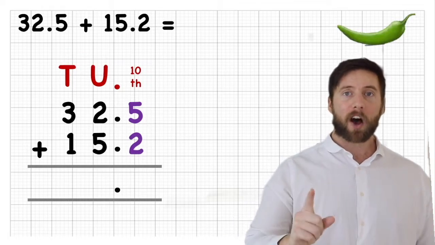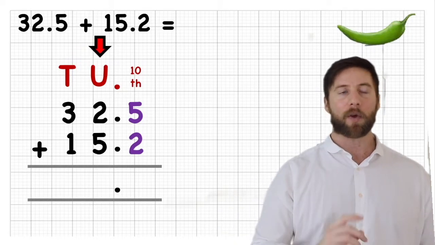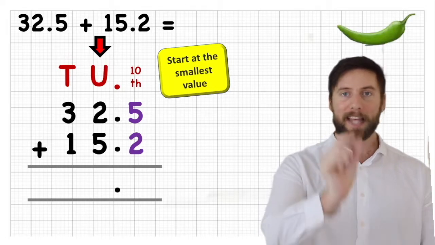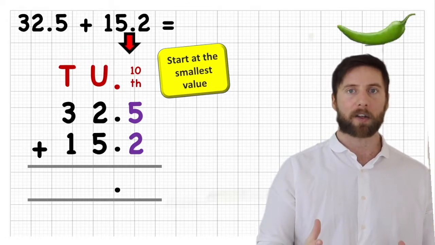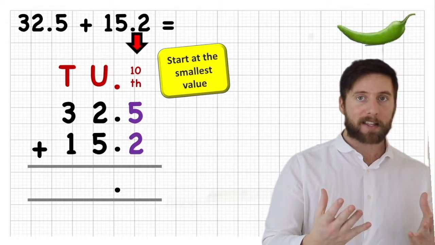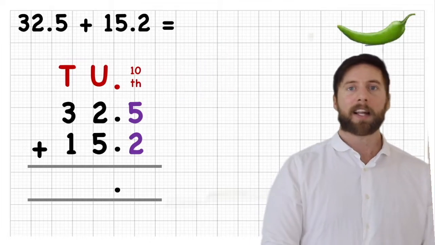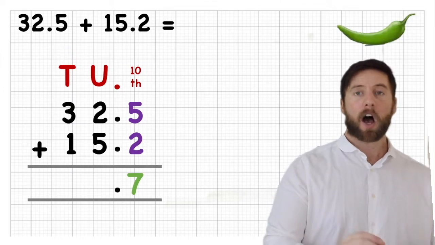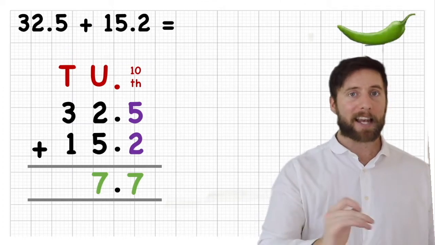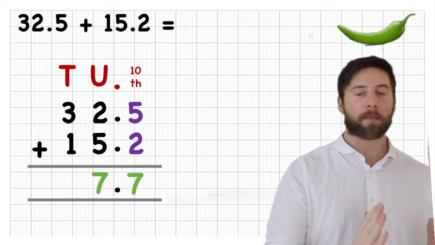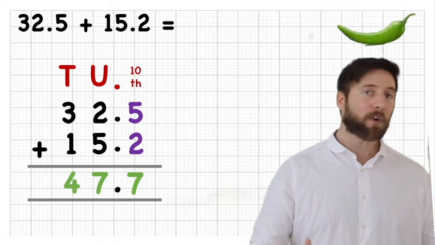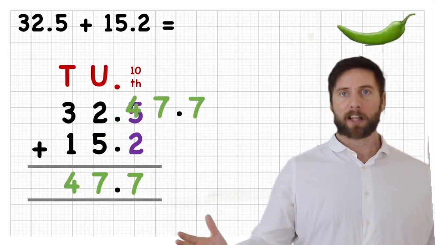Now we always start at our smallest value. Now that has usually been units, but in this case we're going to look at the tenths column because that is our smallest value. So I've got 5 tenths added to 2 tenths, leaves me 7 tenths. Perfect. Then in my units column I've got 2 add 5, again gives me 7, and in my tens column I've got 3 and a 1, which gives me 4. My answer is 47.7. Fantastic.